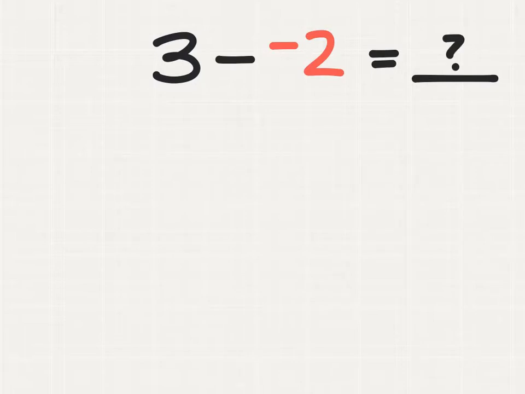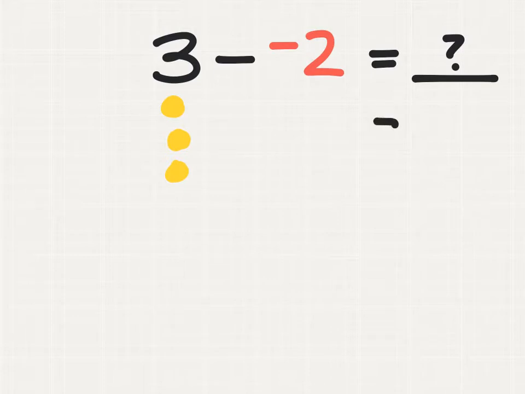Now what if I have a problem that looks like this? 3 minus negative 2. Now, I don't know if I'm prepared to guess yet what I think the difference or solution might be, so I'm just going to leave it blank for right now. I know that I can model 3 with 3 positive counters, but take away 2 negatives. I don't have any negative counters to take away, so I can't just erase or cross out counters. 3 take away 2 negatives.